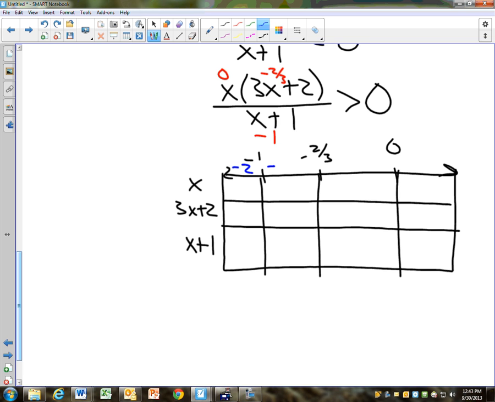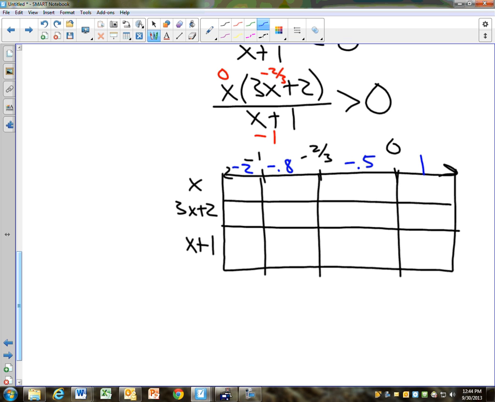Negative 0.8. Negative 0.6666 and 0. Maybe negative 0.5. Say positive 1. You can choose whatever numbers you want. If you want to choose negative 4.2 instead of negative 0.5, go ahead, so long as it's between those two values.